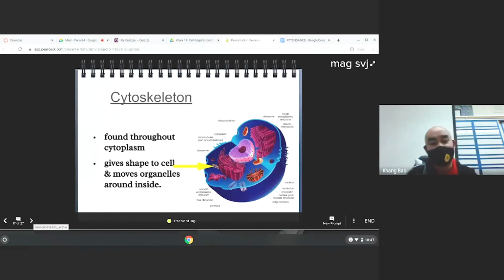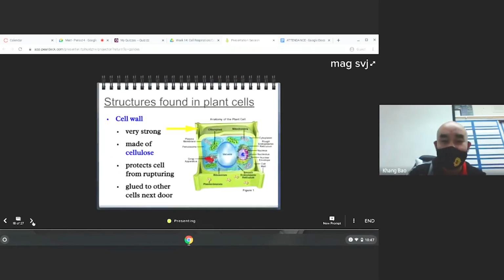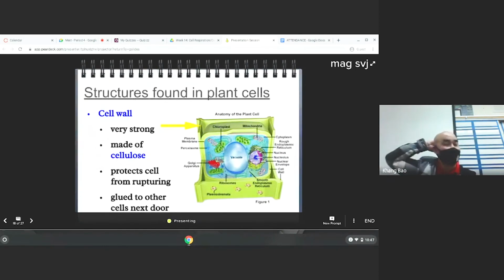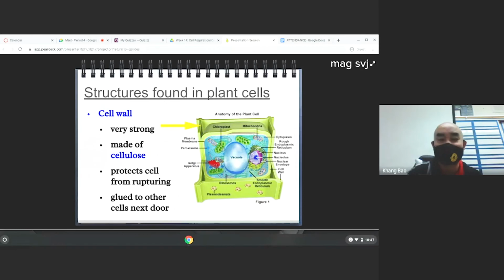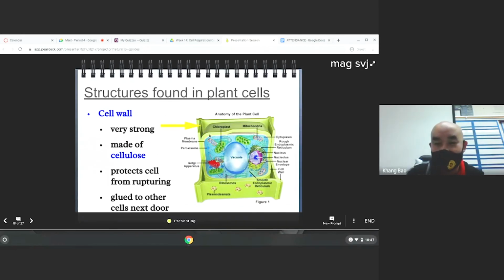All right, so we've been talking about all these organelles that plants have, animals also have. Animals have, plants also have. But now we're gonna move on to a few things that plants have, but the animals don't have. And the first thing is a cell wall, right? Animals and plants have a cell membrane. Remember we talked about the cell membrane in the beginning?